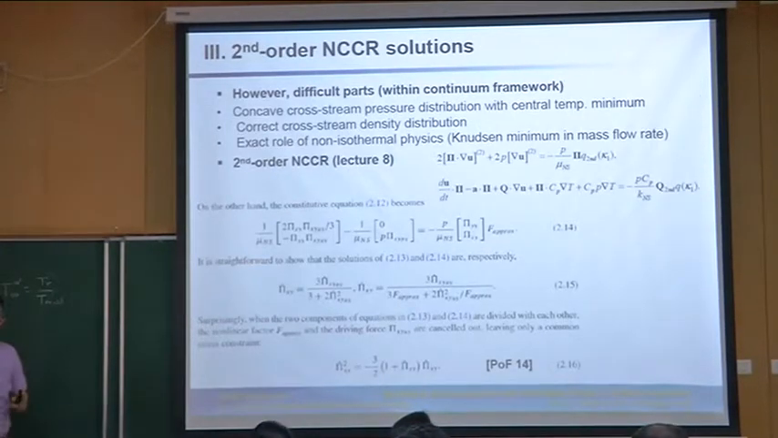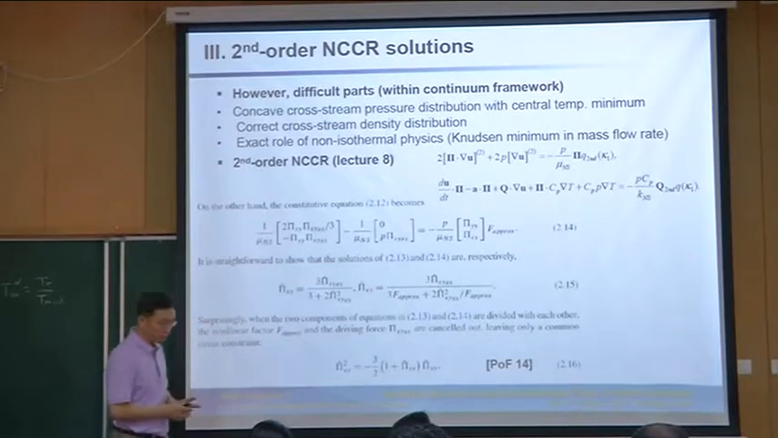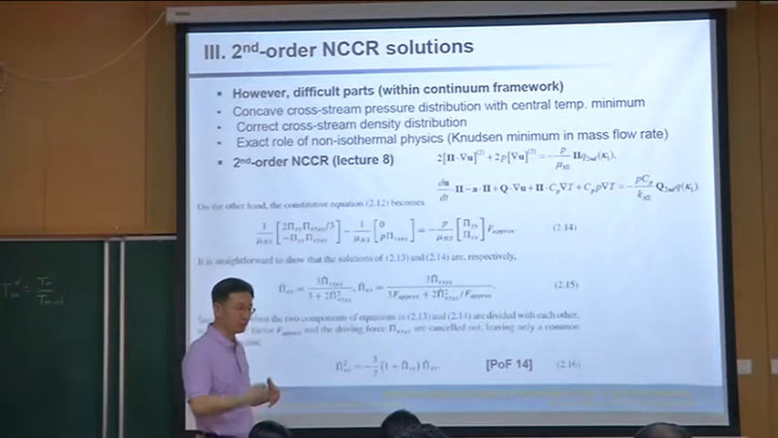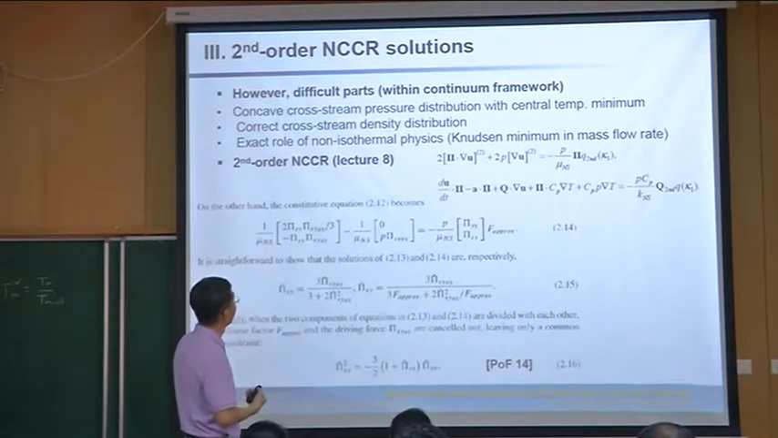So now we are talking about the second order solution. We already tested, so we know what the solution looks like. Now how does that kind of solution come about? The typical part is the cross-stream pressure distribution, and there is also the density distribution.